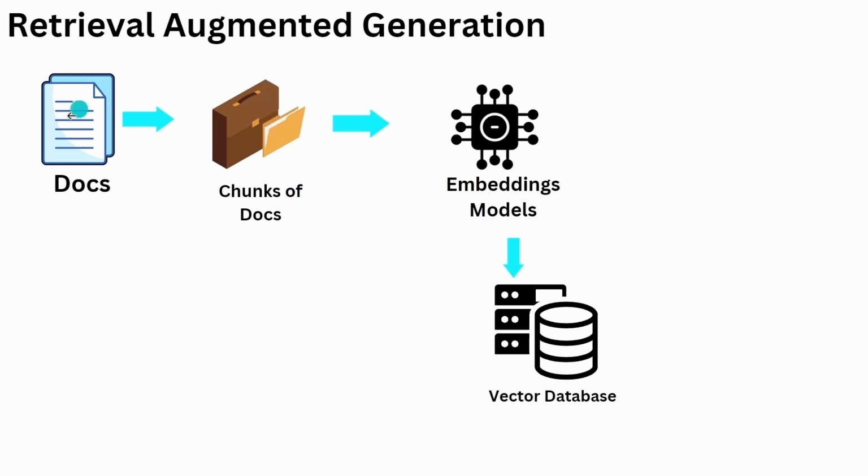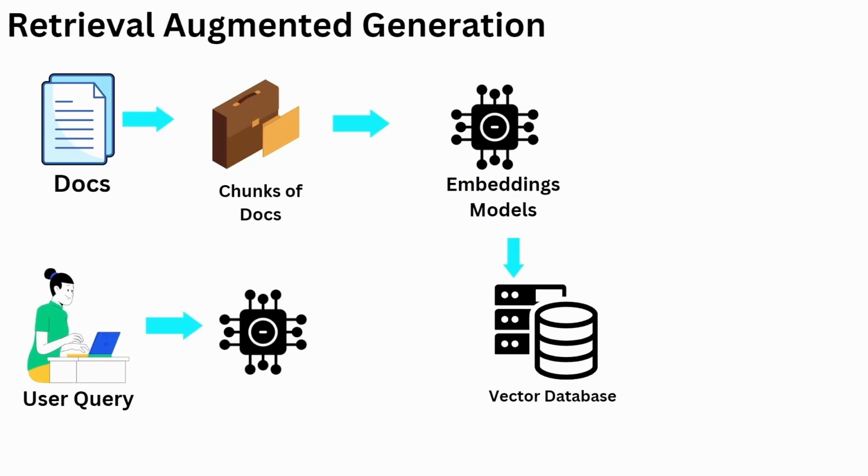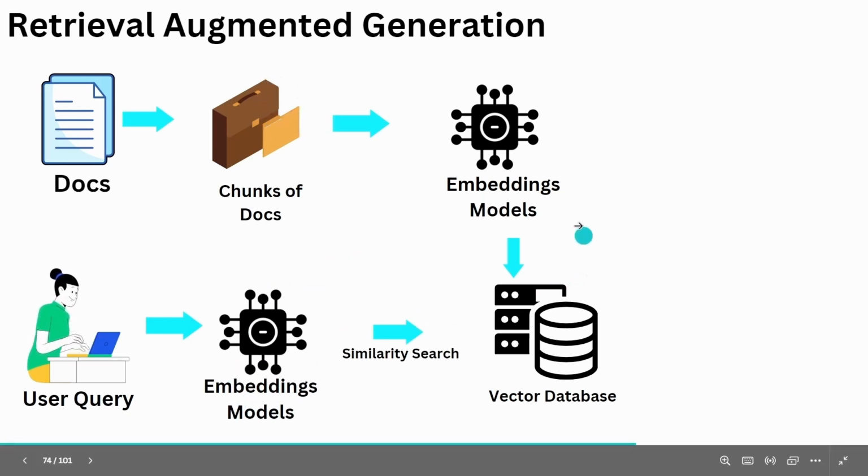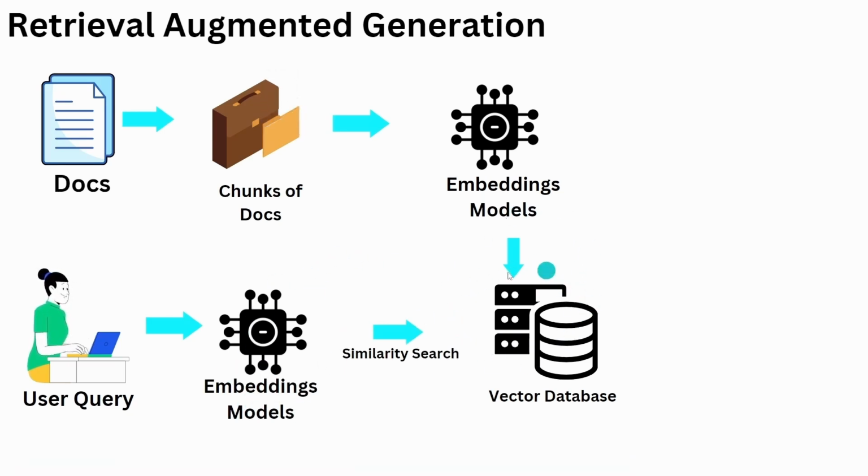So first we loaded our documents from the particular directory. After that we split that document into manageable chunks, and then we applied the embedding models to convert that text into a numerical representation. Then those vectors we store in the vector database. Whenever you ask any query, that query will be converted into vectors with the help of the embedding model. After that it is going to do the similarity search between your user query and the data which is stored in the vector database.